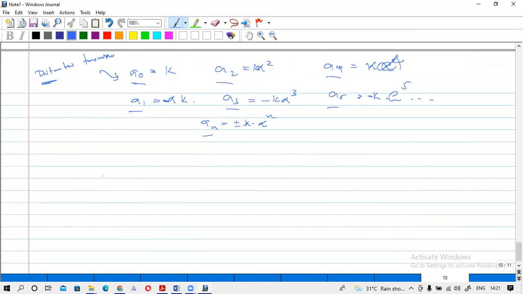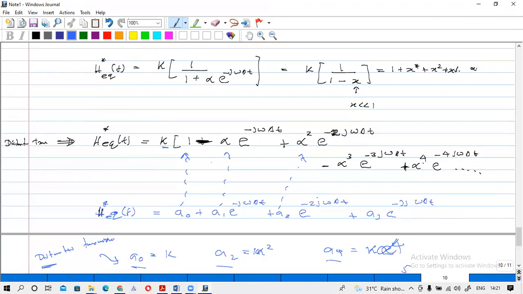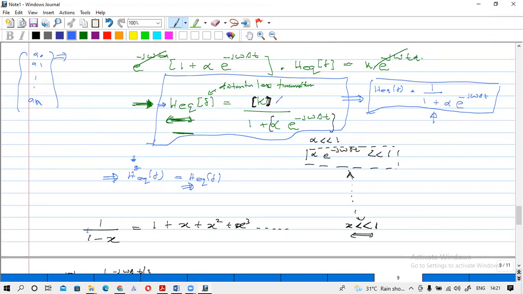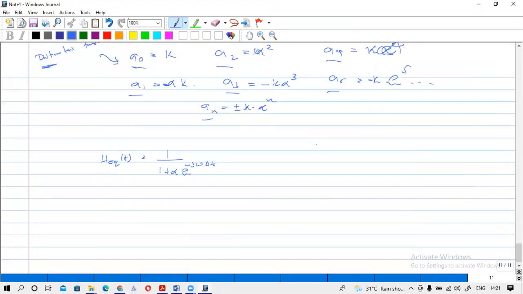So we are given H_EQ(f) equal to 1 by 1 plus alpha e to the power minus j omega delta t. Here we have derived it generally for the general case, so we have this k factor. But for this question k is equal to 1, so here we have 1 only. So this is given already, and we can use that identity.